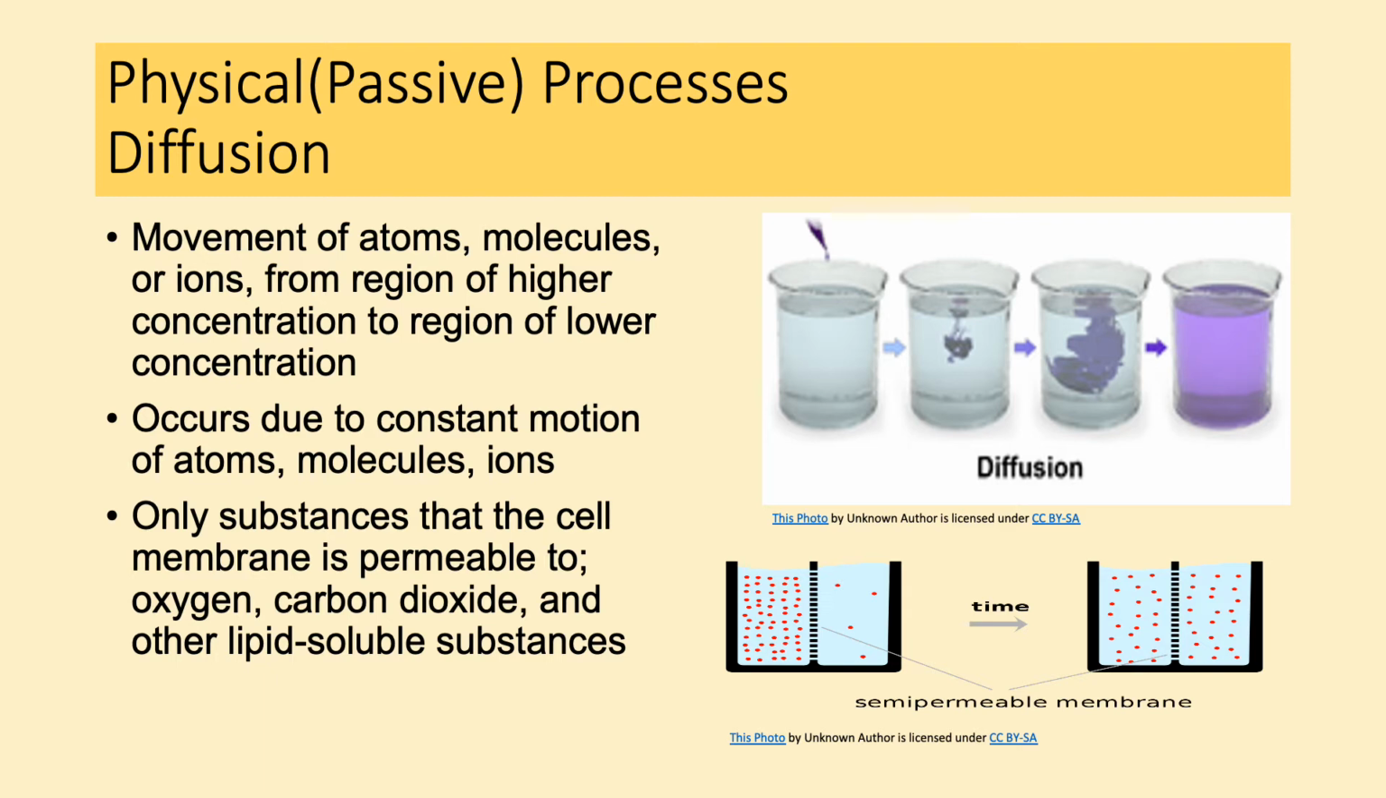Diffusion is a passive process. Diffusion can be for gas, liquid, or solid substances. The definition of diffusion is the movement of atoms, molecules, or ions from a region of higher concentration to a region of lower concentration without energy requirement. This type of movement occurs due to the constant motion of atoms, molecules, and ions. The substances the cell membrane is permeable to, which can easily diffuse, are certain gases such as oxygen, carbon dioxide, and other lipid-soluble substances.